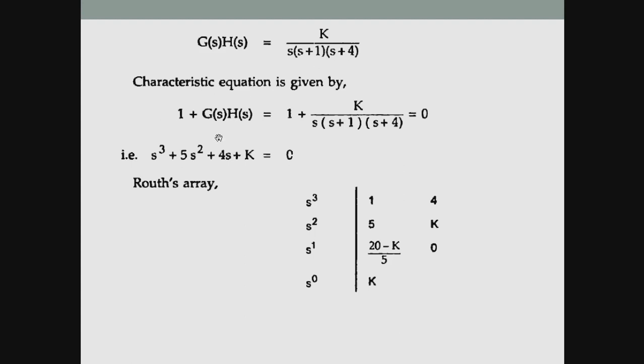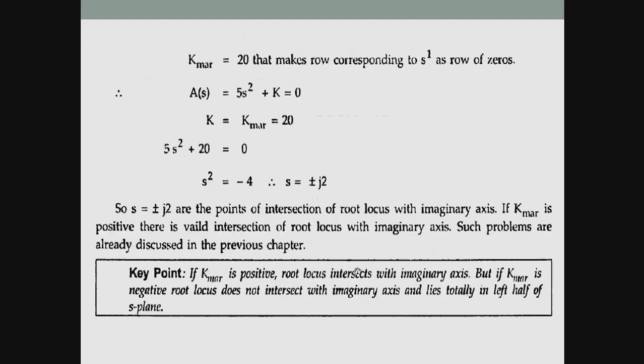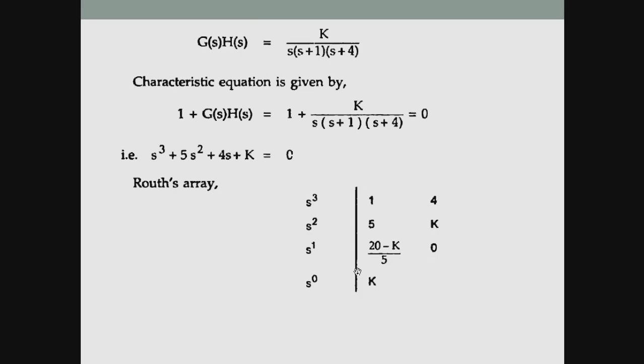Let me say this is my G of s H of s, k divided by s plus 1 into s plus 4. The characteristic equation is given by 1 plus G of s into H of s. Solving this, I can write it as s cube plus 5s square plus 4s plus k equal to 0. Now the Routh array: we know how to calculate it. The odd ones are written first: 1, 4, then 5, k. So this is my Routh array now.